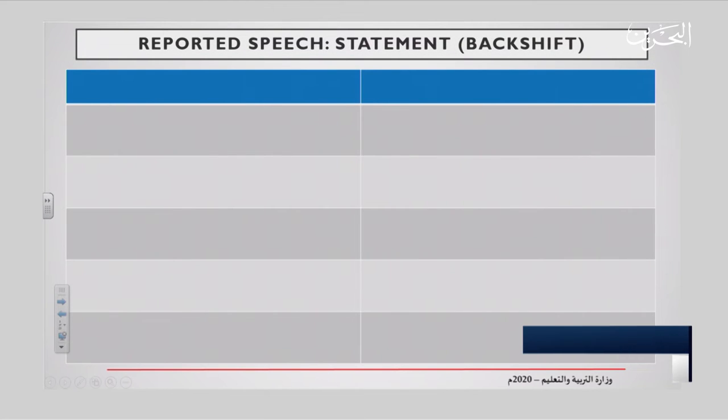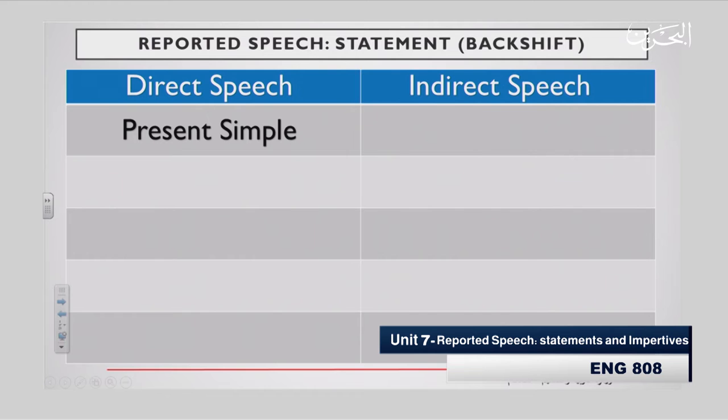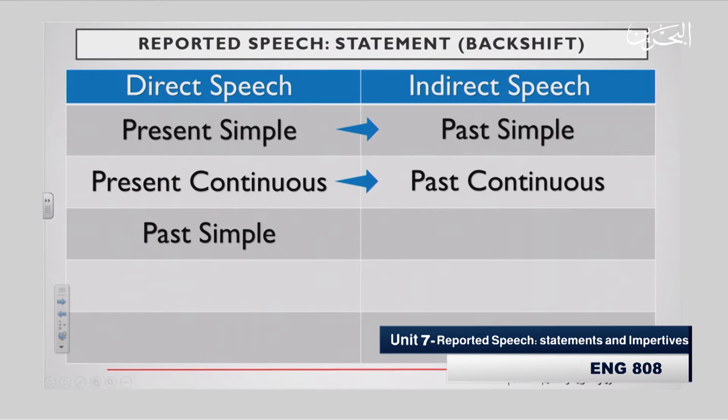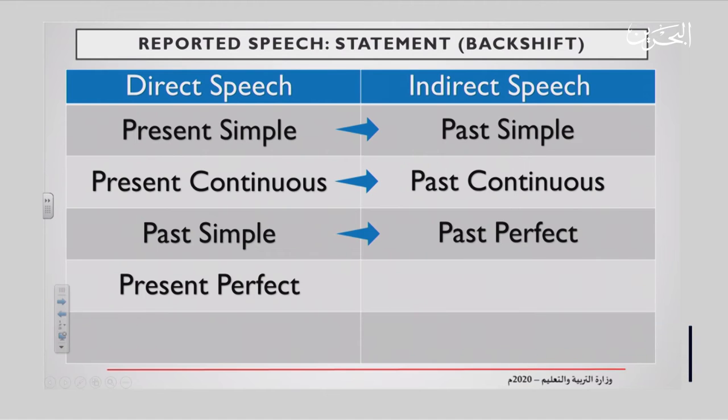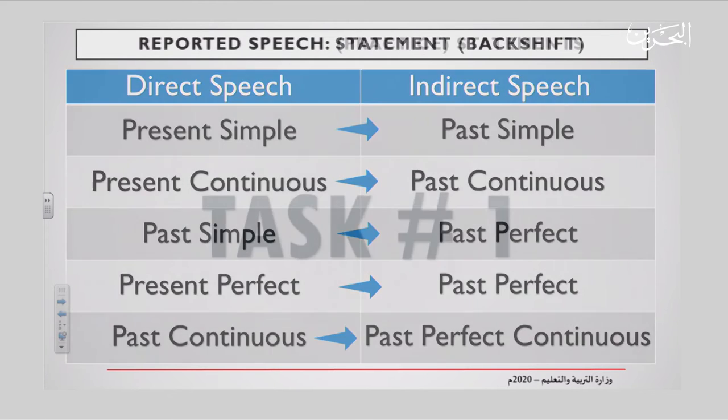Reported speech statements backshift. So, from the direct speech, we're going to move to the indirect speech. Okay? If we have a present simple, I backshift it to the past simple. If I have a present continuous, I backshift it to past continuous. If I have a past simple, I backshift it to past perfect. Present perfect, again, to the past perfect. Past continuous, past perfect continuous.